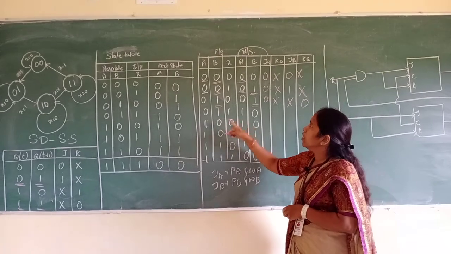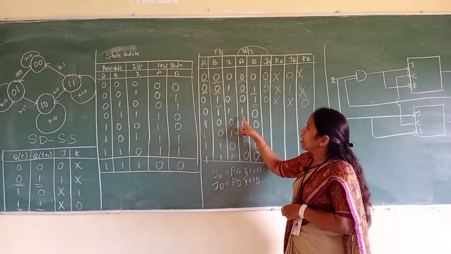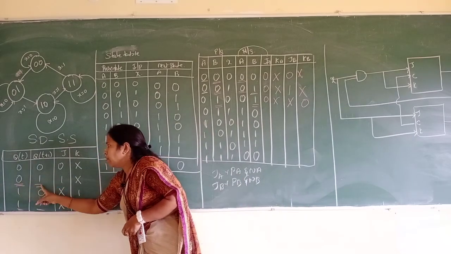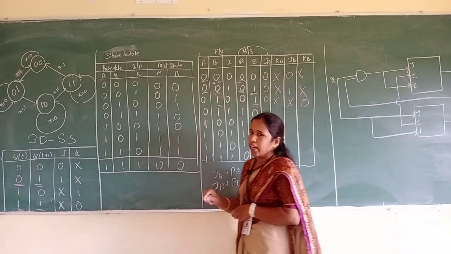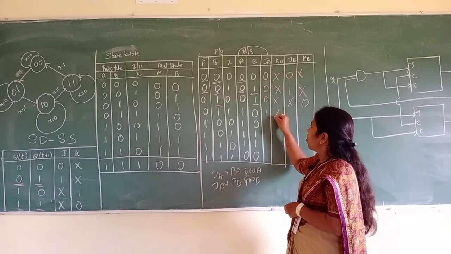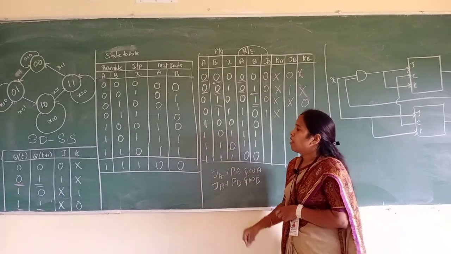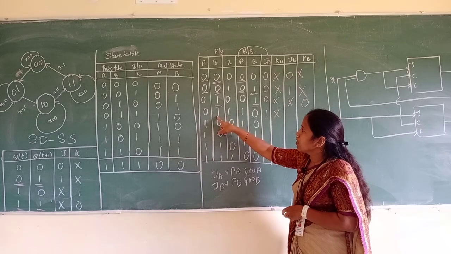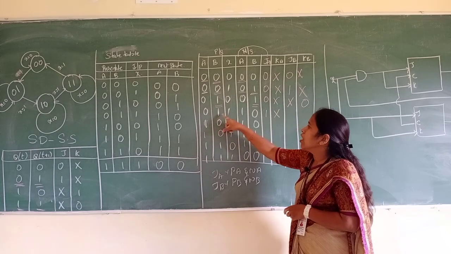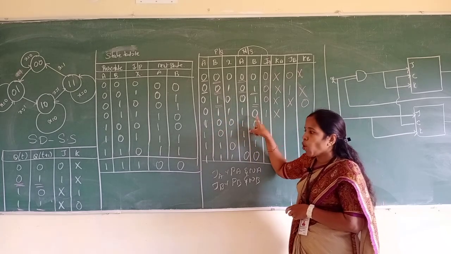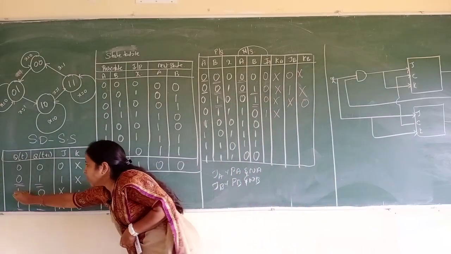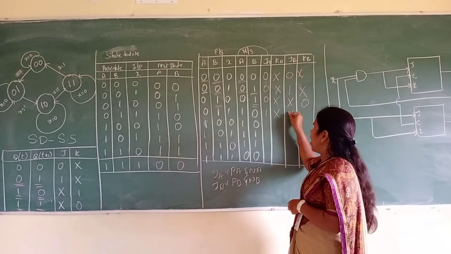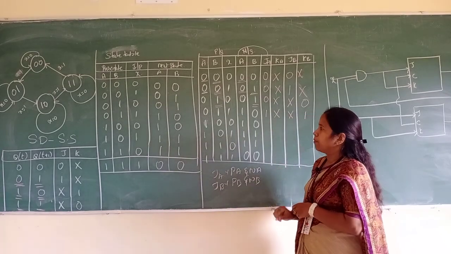Next one. The A value is 0 and here the A value is 1. 0, 1 means the JA value is 1 and the KA value is X. Next one is JB, KB. Present state B value is 1 and next state B value is 0. When it is going 1, 0, JB is X and KB is 1.